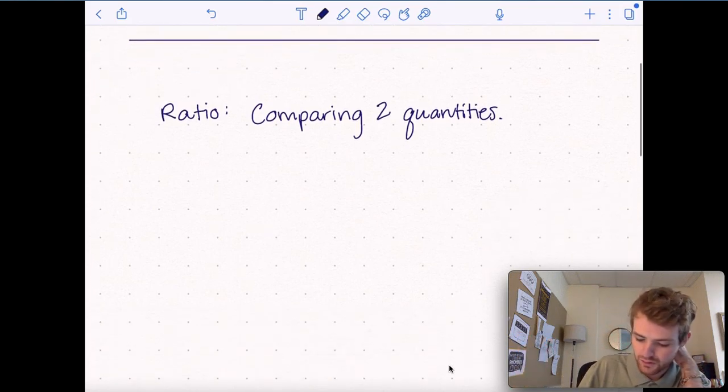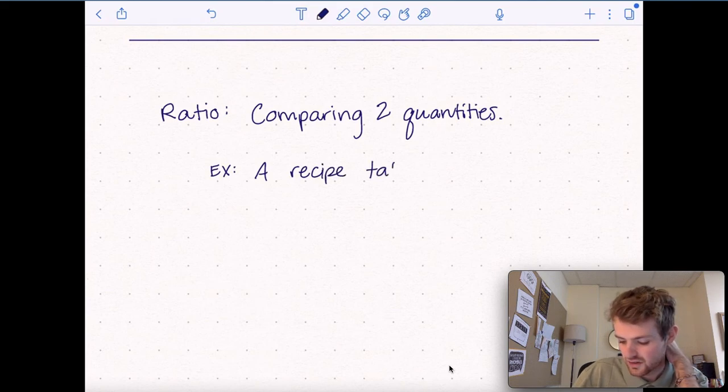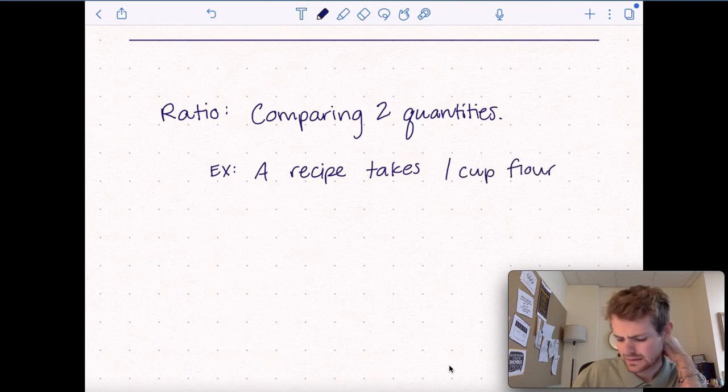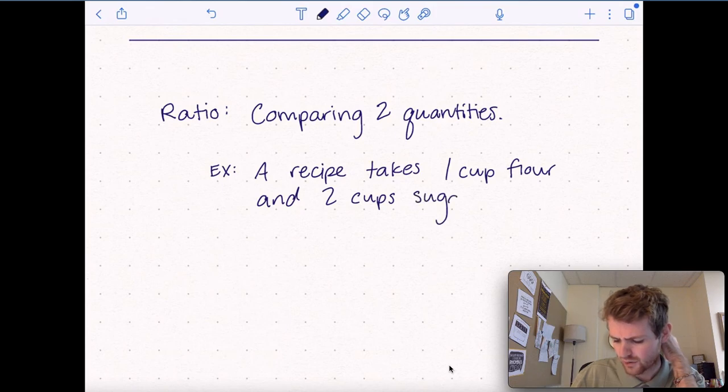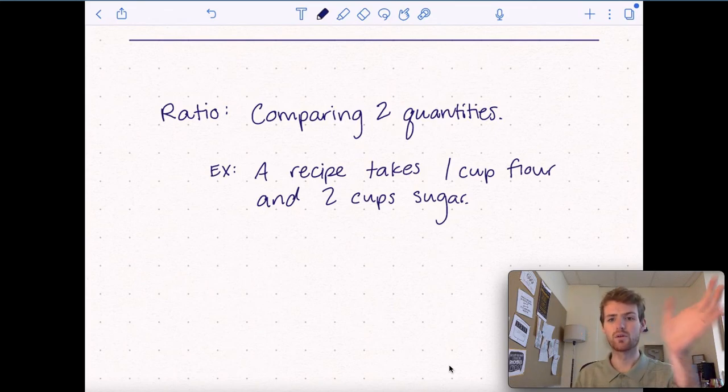For example, a recipe takes 1 cup flour and 2 cups sugar. I'm not a baker, so I don't know how realistic this is. I don't know if you need more flour or more sugar, but we're just going to go with it.